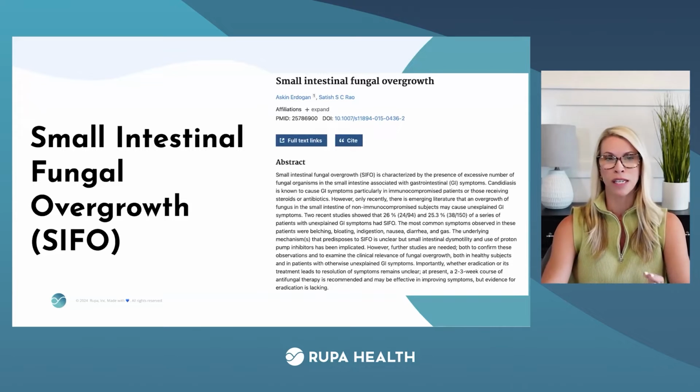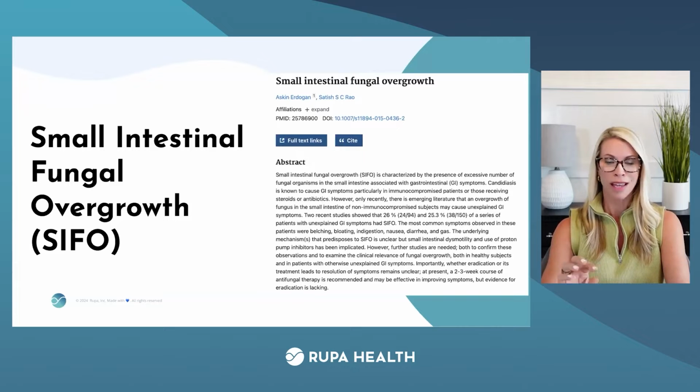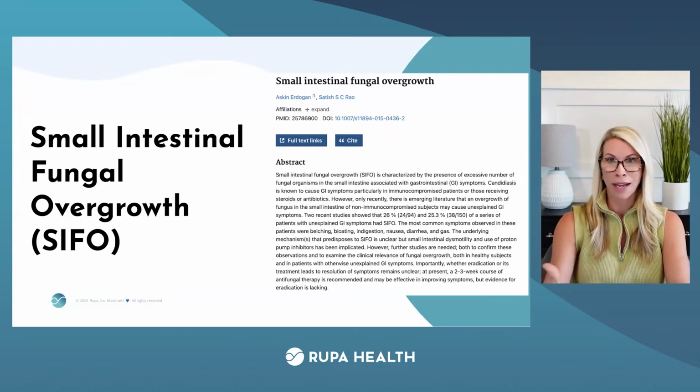This overgrowth tends to cause a lot of the symptoms that we talked about: abdominal pain, significant bloating, gas, belching. Often with this, you're going to see more diarrhea, maybe even some nausea. And there's a lot of growing evidence that fungal overgrowth in non-immunocompromised patients can be causing a lot of the symptoms that we're seeing in practice: again, bloating, gas, belching, diarrhea, things like that. The article that I've referenced here looks at a couple of things that predispose patients to SIFO.